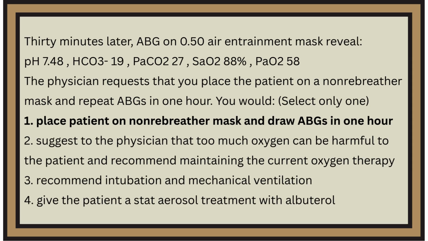30 minutes later, arterial blood gases on the 50% mask: pH was 7.48, PCO2 27, saturation 88, and PO2 58. The physician requests that you place the patient on a non-rebreathing mask and repeat ABGs in 1 hour. What would you do? Place the patient on a non-rebreathing mask and draw ABGs in 1 hour is a good idea.